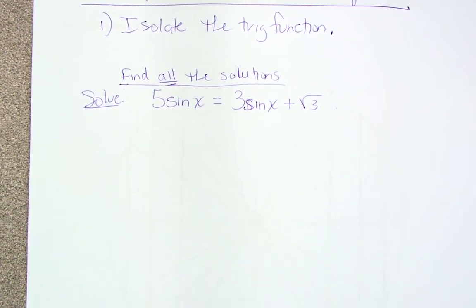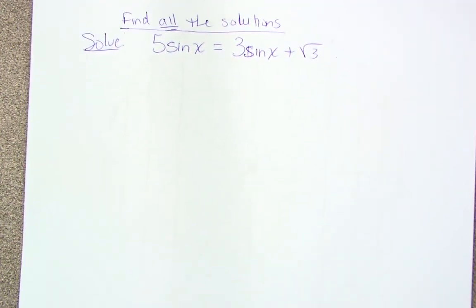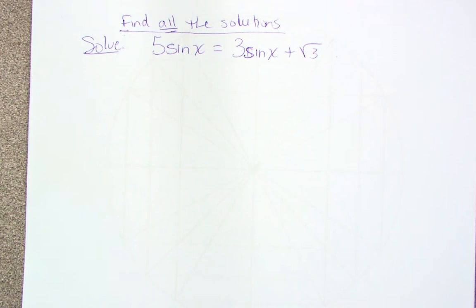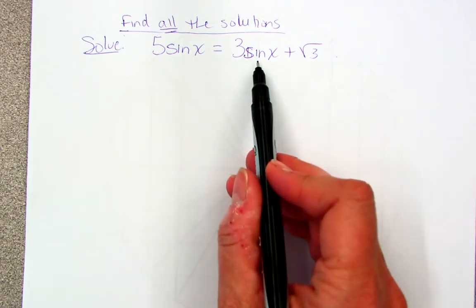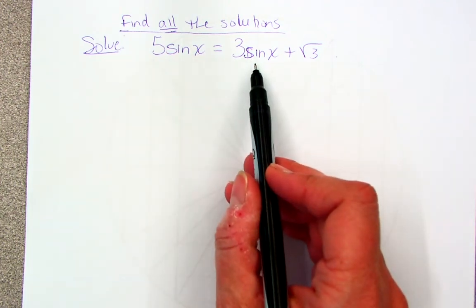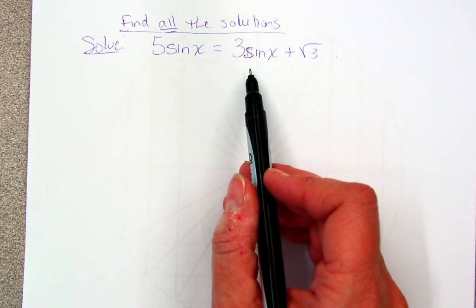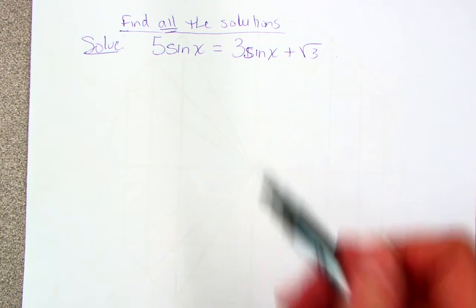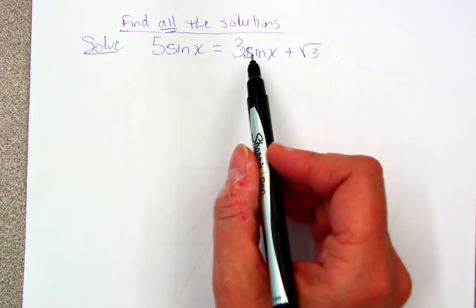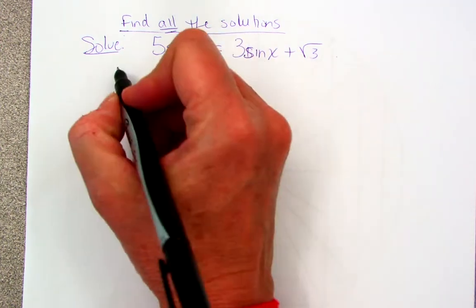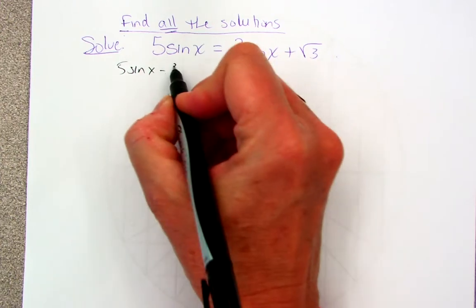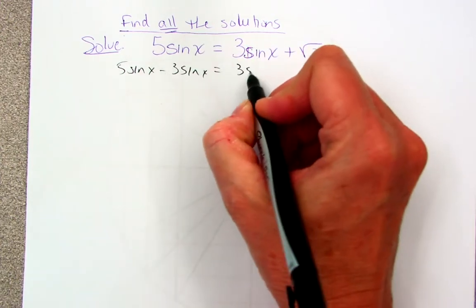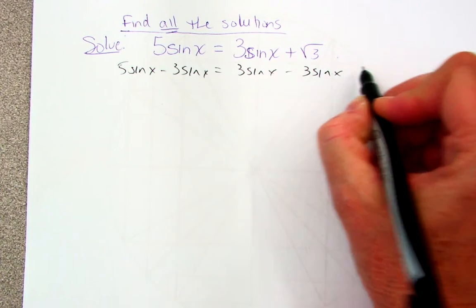I'm going to scoot this up. Right there. So I'm going to use that technique that is suggested to me to isolate the trig function. I notice the trig function in this one happens to be the same. It's sine of x. So I want to isolate that. Like you get x's on one side and y's on the other, I want to get it all by itself. So I might as well take this one over here, right? So it's 5 sine of x minus 3 sine of x equals 3 sine of x minus 3 sine of x plus square root of 3.